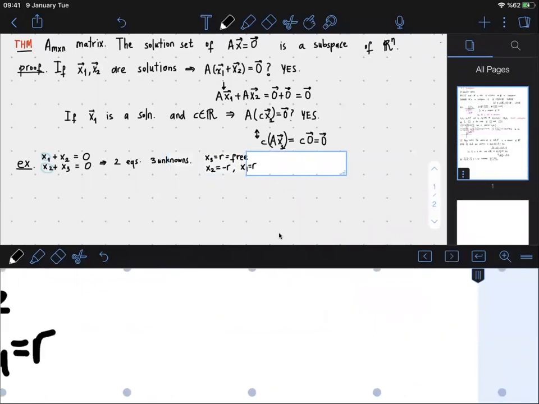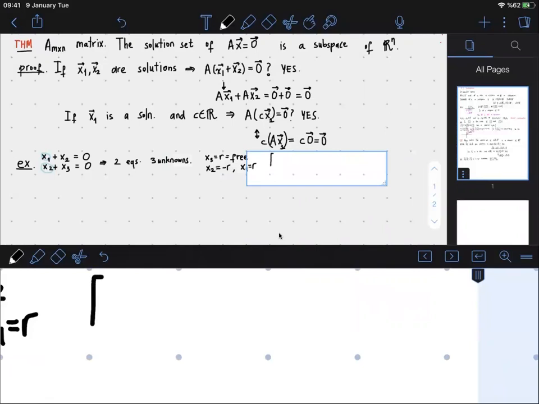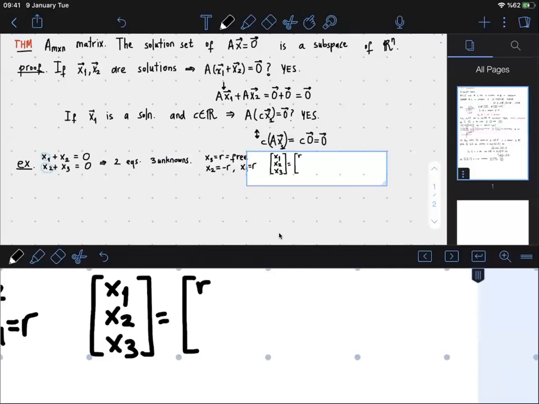Okay, so what does this mean? This means, let me try to make this bigger. So this means x1, x2, and x3 are given by this. x1 is r, x2 is minus r, x3 is r. So this is the solution set.